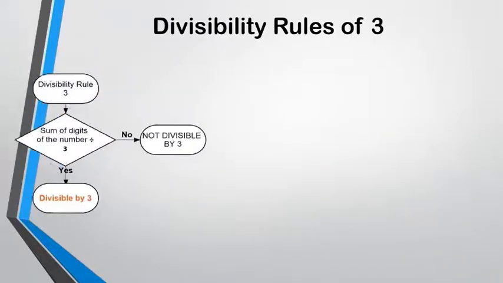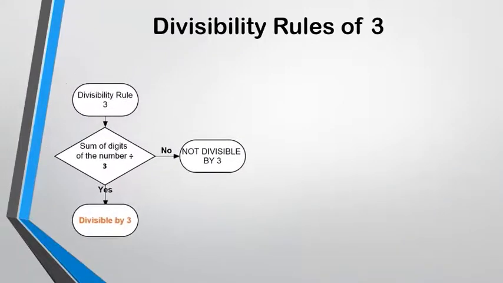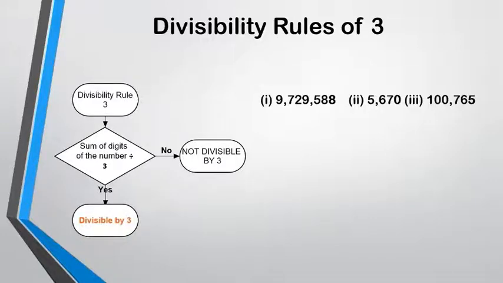Now we will learn the divisibility rule of 3. The divisibility rule of 3 is that the sum of the digits of the number should be divisible by 3. Then it is divisible by 3. If we don't get a whole number or a natural number, it is not divisible by 3. So let's try these examples to check if these are divisible by 3.